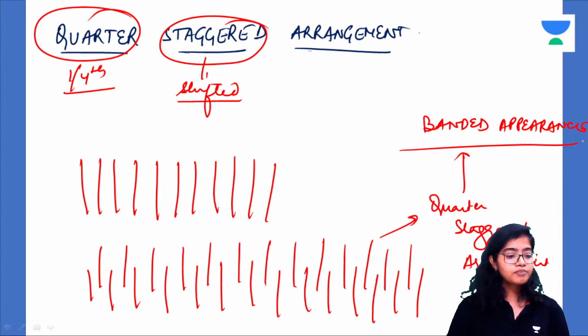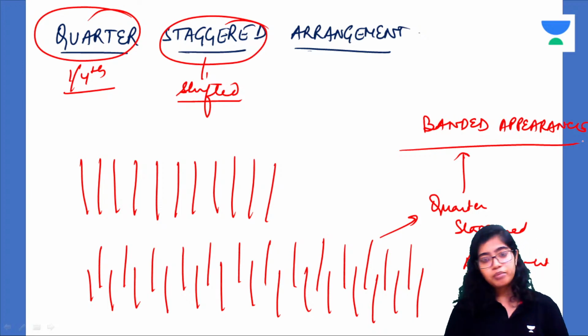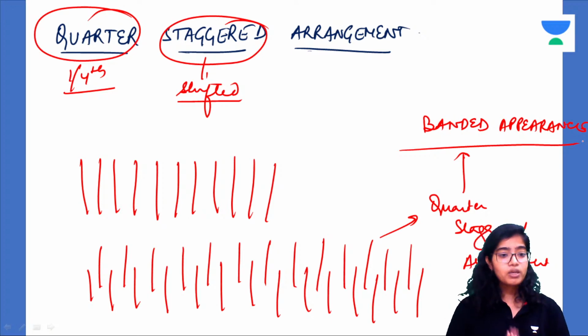Okay, all right. Understood the structure of collagen, the quarter staggered arrangement, banded appearance, the alpha helix, the beta pleated structure. The difference between primary, secondary, tertiary, quaternary, the different types of bonds that stabilize different structures. For secondary structure, it is extremely important to know about alpha helix and beta pleated structure. Very, very important. Difference between conformation and configuration, extremely important.